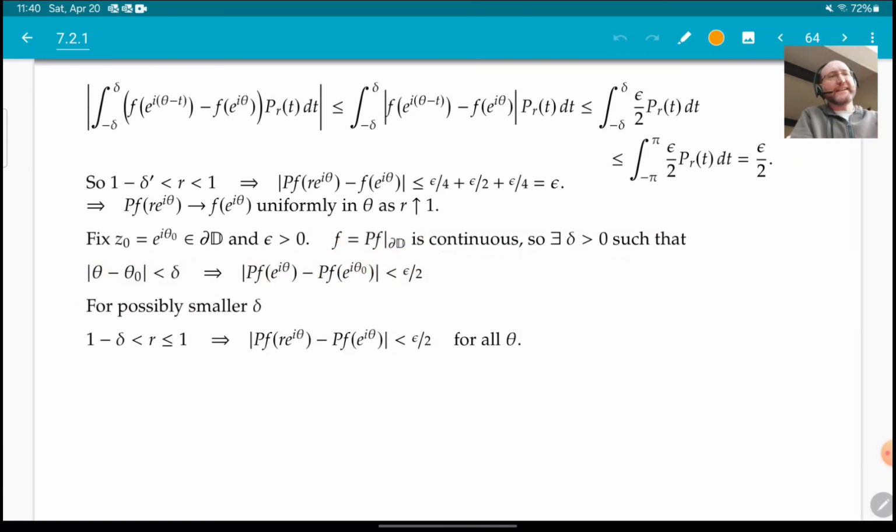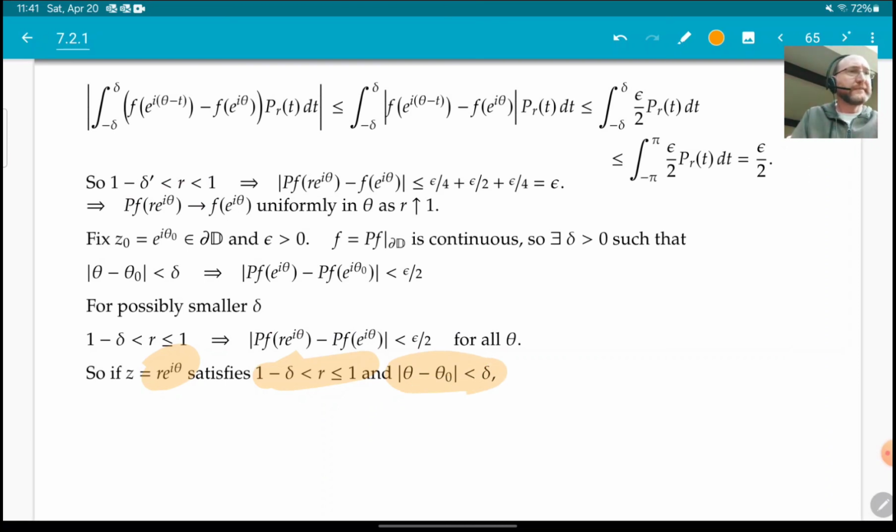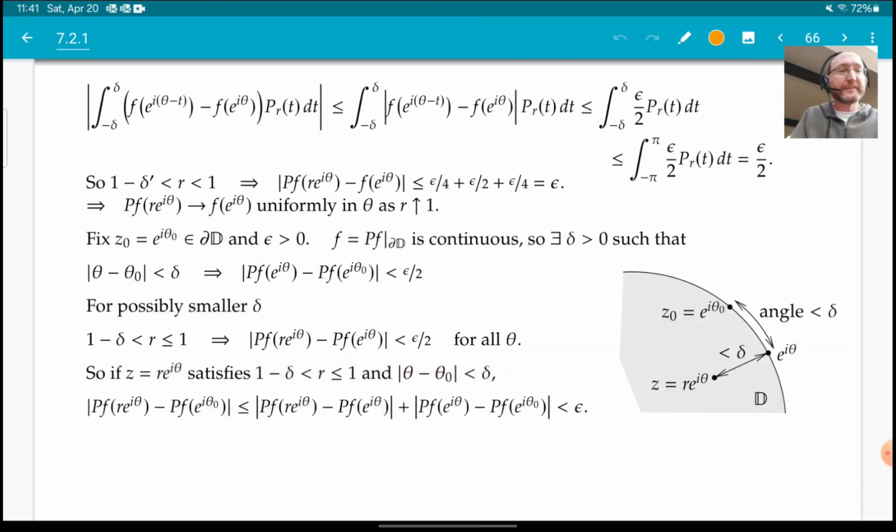Now, I could make delta possibly smaller, as small as I want to. Now I'm going to use this thing, so that for all theta, if I'm just moving along the ray, I'm within epsilon over 2. So if Z is R e to the I theta and satisfies these two conditions, within delta of 1 in R, and within delta of theta naught in theta, then the difference of PF at Z and PF at Z naught I can split up like this, and each one of these is epsilon over 2. I get epsilon.